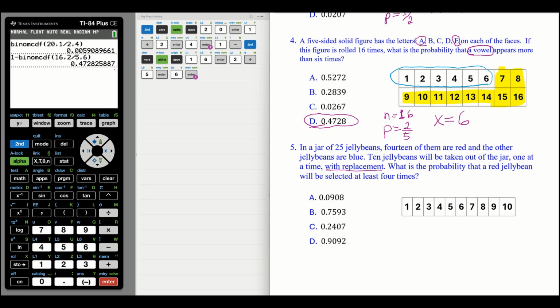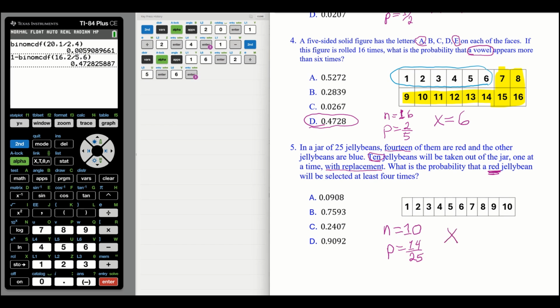Okay, so we have n equals 10. N is 10, and our probability, red jelly beans. So we have 14 of those, so 14 out of 25.